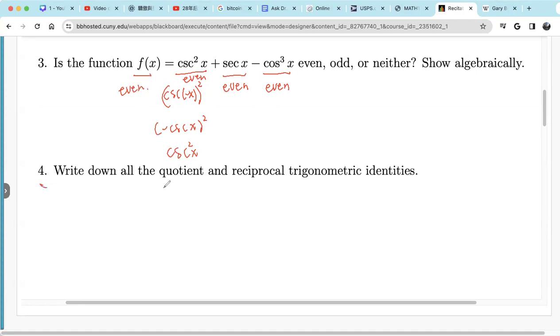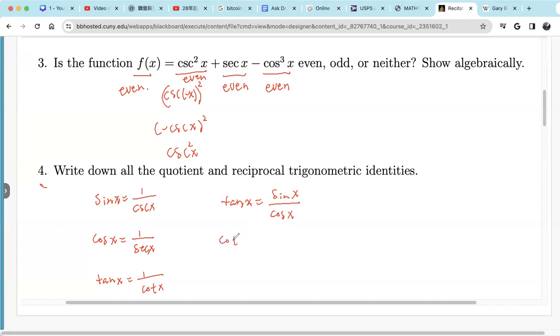Let's see, 4. Write down all the quotient and reciprocal trig identities. For the reciprocal ones, we have sine equals 1 over cosecant, cosine equals 1 over secant, and tangent equals 1 over cotangent. And also we have tangent equals sine over cosine.